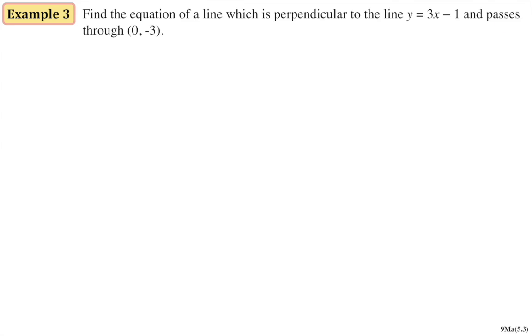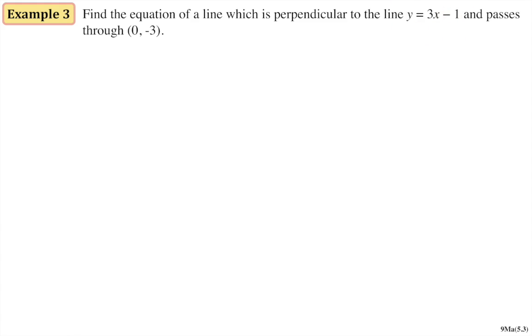Let's look at our third example. Find the equation of a line which is perpendicular to y equals 3x take 1 and passes through this point. Well, let's just think about it. This point here, 0, minus 3, lies on the y-axis, which means that point is a y-intercept.